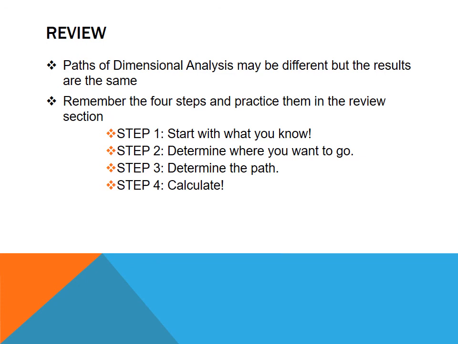So let's review. The paths of dimensional analysis may be different, but the results are the same. Remember the 4 steps and practice them in the review section. Step 1. Start with what you know. That might be the hardest thing for you to figure out at first. Determine where you go. What is the question asking you? What is the final symbol that you're looking for? Determine the path. This is where you extrapolate your conversion factors. And then calculate. You make sure you get rid of the like symbols until you get to the symbol that you want. And then you do the math across.